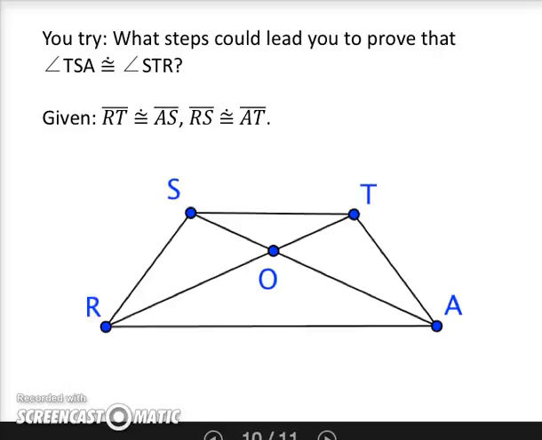You try this one. What steps could lead you to prove that angle TSA is congruent to angle STR? If you're given that RT is congruent to AS, you could use colors maybe to color in those two sides on your diagram. And you're given RS is congruent to AT. What steps could lead you to prove this fact in the end?